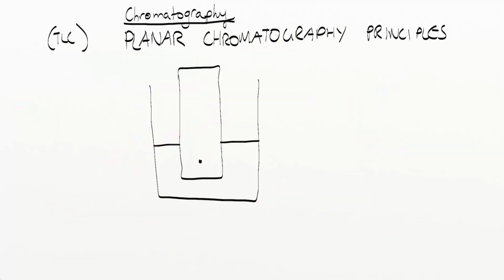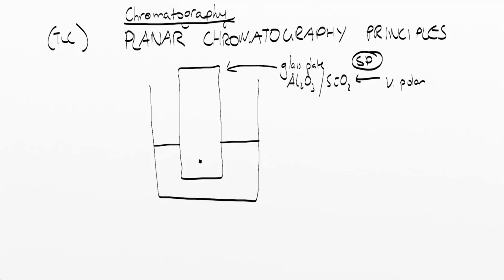Alright, let's look at planar chromatography principles. Planar chromatography just means that the chromatography occurs on a plane, like a flat plate. This is the type of chromatography that we use in TLC. In planar chromatography, we have a plate as a stationary phase. Most of the time, we'll have a glass plate that's covered in powdered alumina, Al2O3, or silica. The thing to remember is that these are very polar. So our stationary phase is a glass plate coated with alumina or silica.